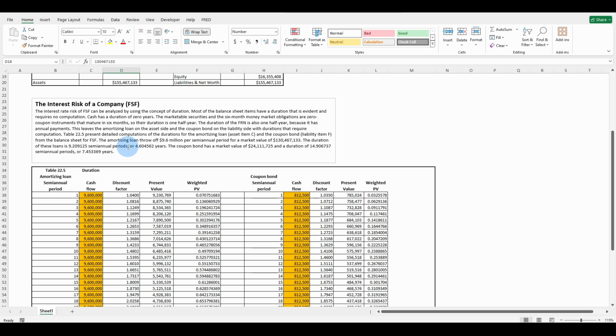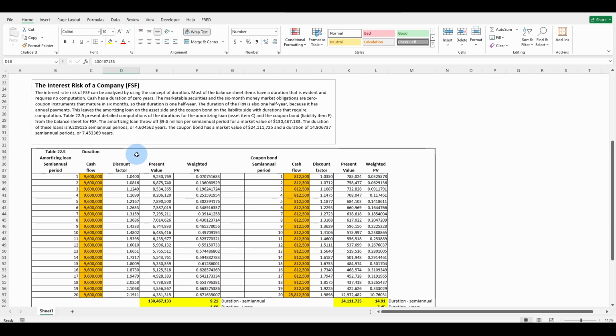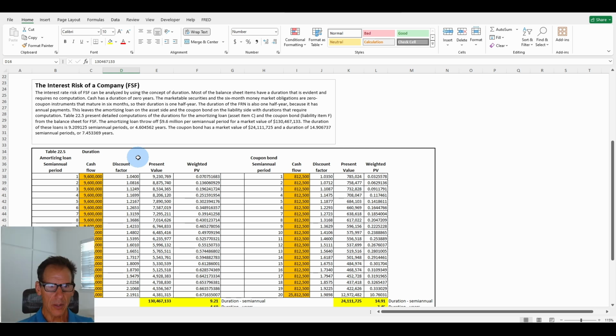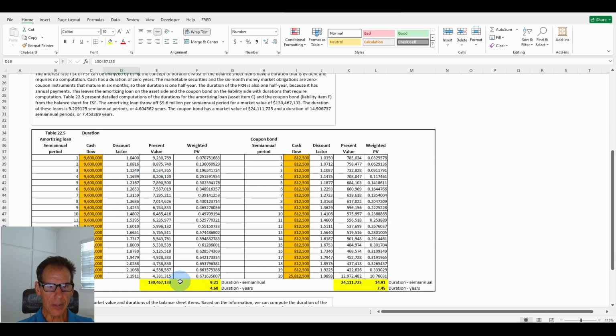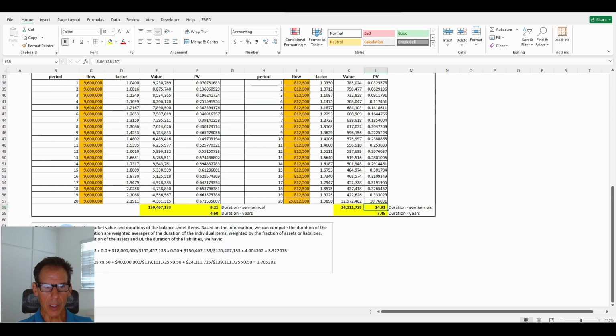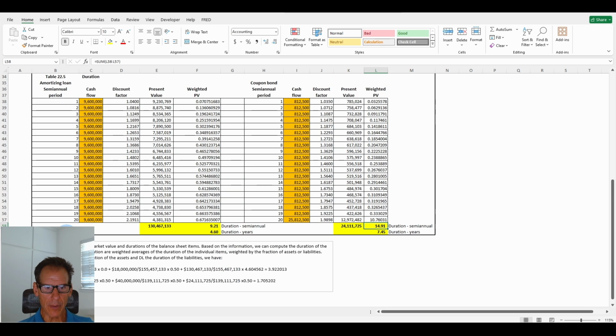The coupon bond has a market value of $24 million and a duration of 14.9 semi-annual periods, or 7.45 years. So here we have our cash flows, our present value. So we're looking at summing this information up, and then we determine, based on the asset side, a weighted PV to calculate duration. Then we have the coupon on the semi-annual bond. Here is the present value and the duration. Table 22.6 summarizes the market value and duration of the balance sheet items.